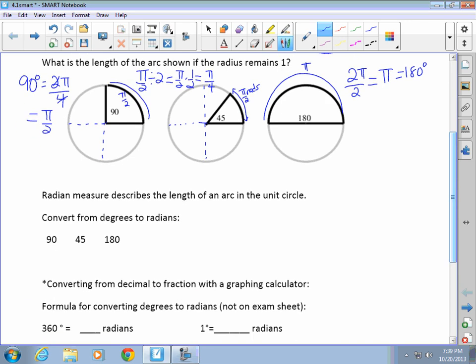So to convert from radians to degrees, 90 degrees, and these should all have degrees, but for whatever reason they didn't copy into my SMART document. So 90 was pi over 2, 45 was pi over 4, and 180 was pi. If we always start with a full circle being 2 pi, half of that is pi, half of that is pi over 2, and then half of that is pi over 4. It makes it a little bit easier to remember.